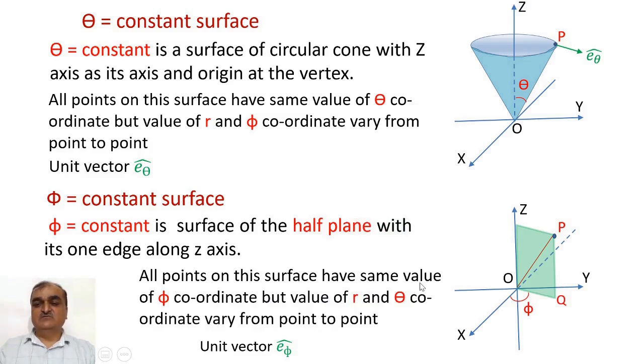All points on this surface have the same value of the phi coordinate, but the values of the r and theta coordinates vary from point to point. Then the unit vector e phi. This unit vector e phi is normal to the phi constant surface, and its direction is along the increasing direction of phi. At this point, this is the increasing direction of phi. As phi changes, the direction varies, but at this point, this is the increasing direction of phi.